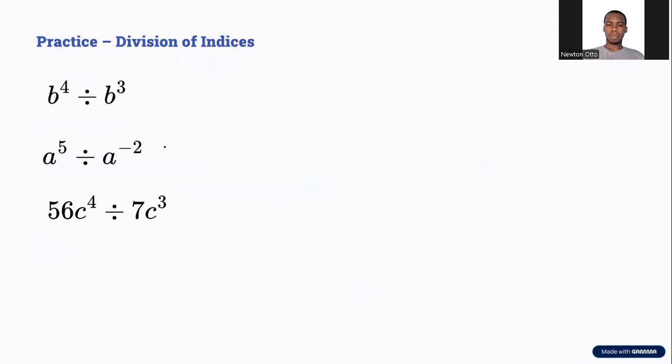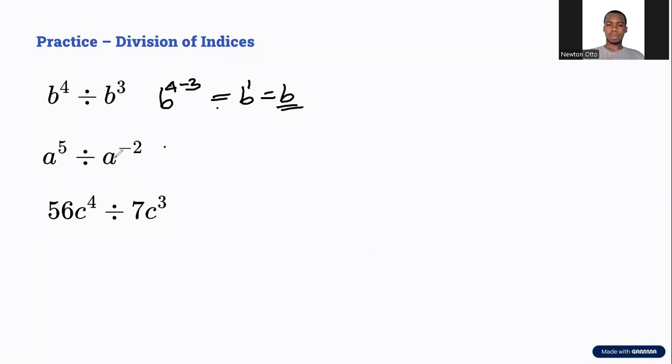So let's do some practice on division. You can pause the video now. Okay. That's b raised to power 4. Since they have the same base and this is division, we subtract their powers. That is b raised to power 1, and anything raised to power 1 is itself, that's b.